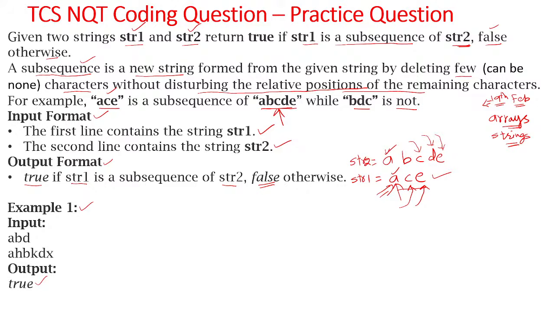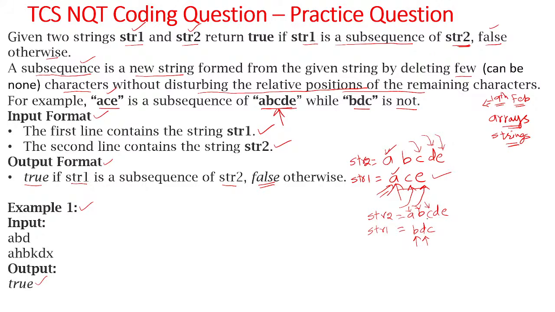Okay, so let us look at another example. Your string 2 is A B C D E and string 1 is BDC. Okay, so what we do, we'll start comparing the first character of string 1 and the first character of string 2. A equal to B? No. Then we'll move to the next character in string 2. B equal to B? Yes. Then we'll move to the next character in string 1 and also in string 2.